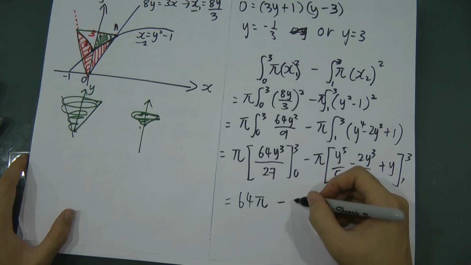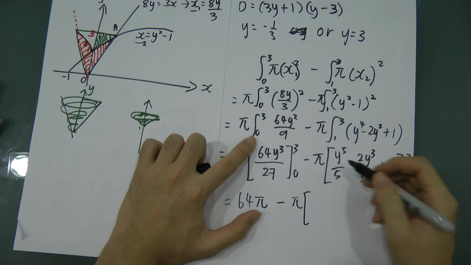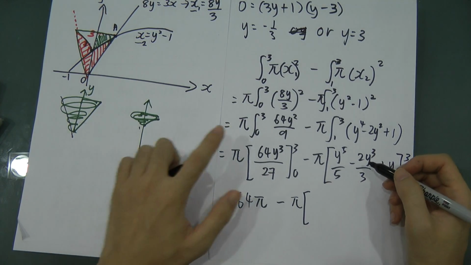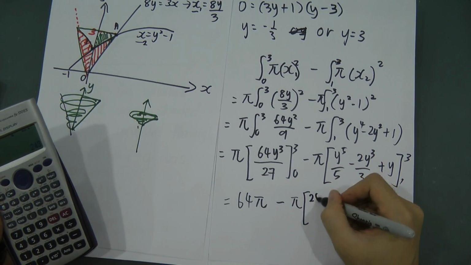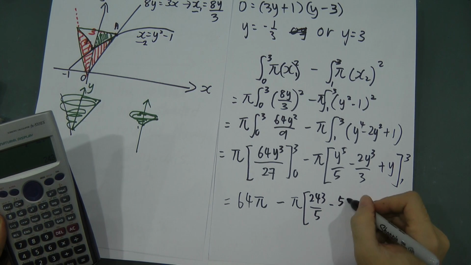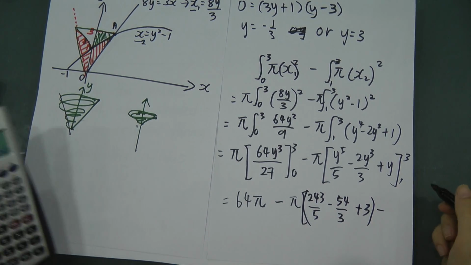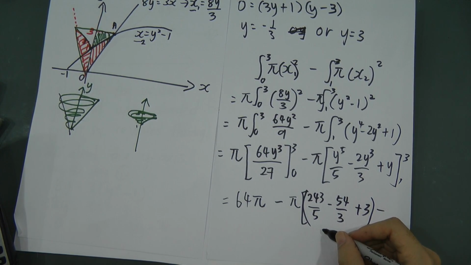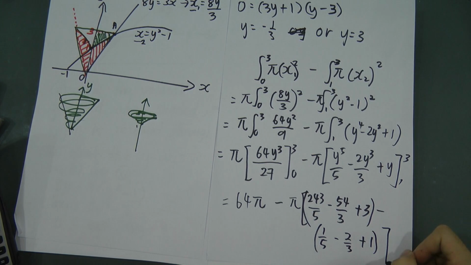For this one it'll be slightly complicated. Let me do something. Pi, I put a bracket. I put the 3 into it first. 3 to the power of 5, let me press the calculator, it will be easy, is 243. So 243 over 5 minus 3 cubed, which is 27, times 2 is 54, over 3, plus 3. The whole thing minus, at the bottom since there's not enough space, 1 over 5 minus 2 over 3 plus 1. Close bracket.